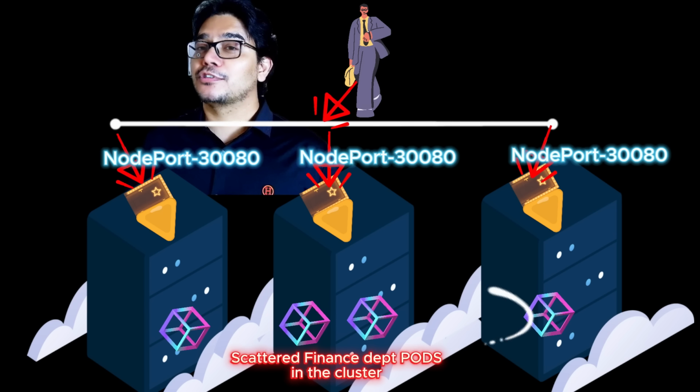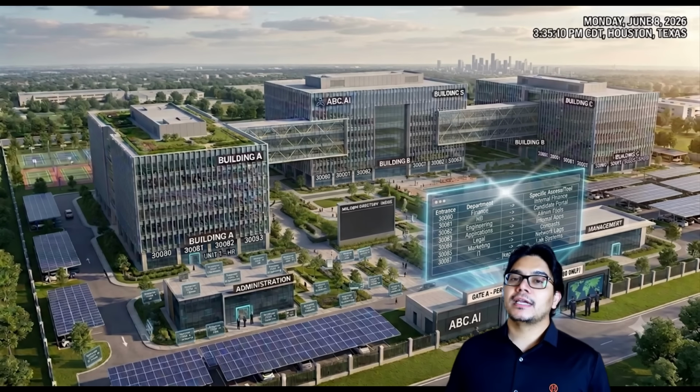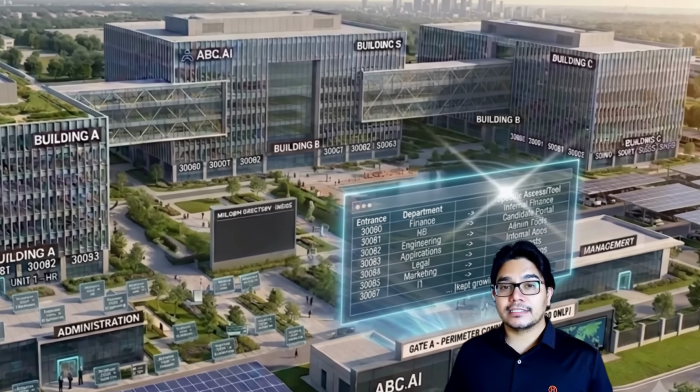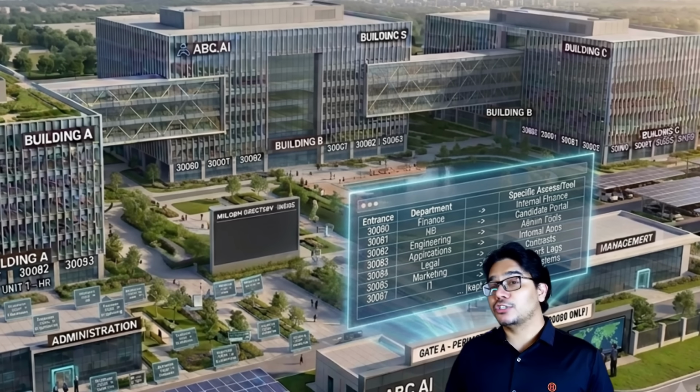I'm sure most of you may already have guessed the problem with this approach. This solution works when you have a very small environment. It's manageable. When you only have a few departments, you only need a few entrances, no big deal. But now imagine the company grows. Suddenly you have 200 departments, and out of those, 100 departments require access from outside the building. Now management has a problem. Nobody can remember which entrance leads to where anymore. So they create a giant spreadsheet. Entrance 30080, finance. Entrance 30081 leads to HR.